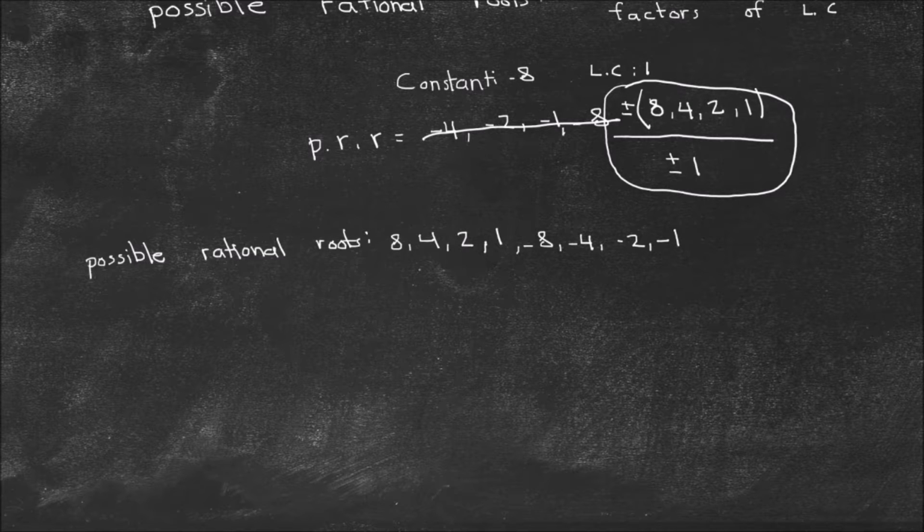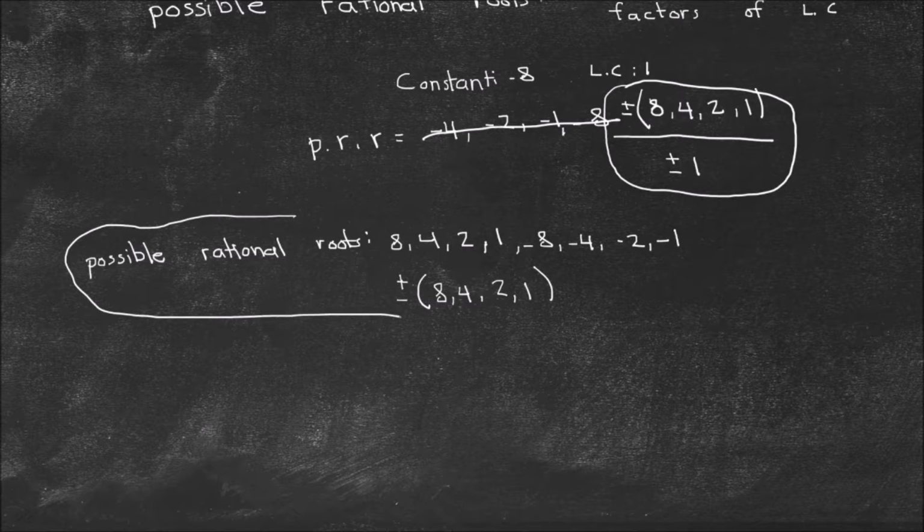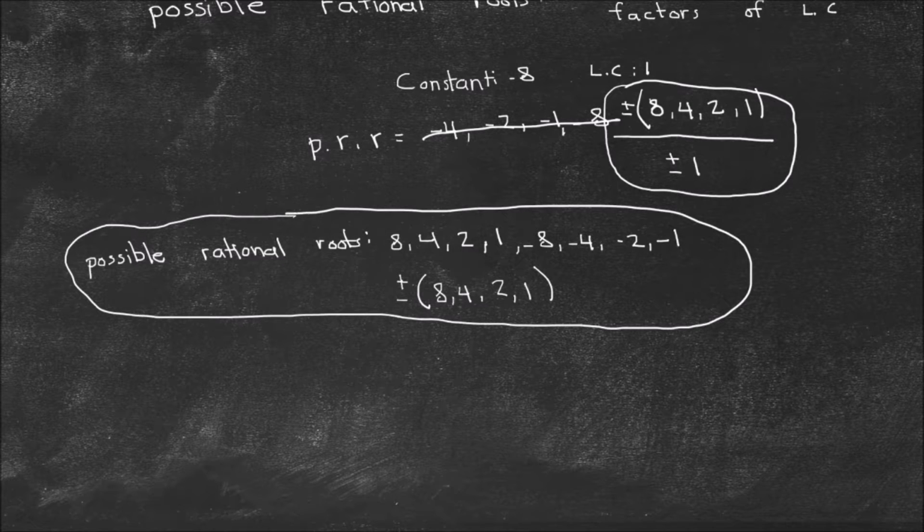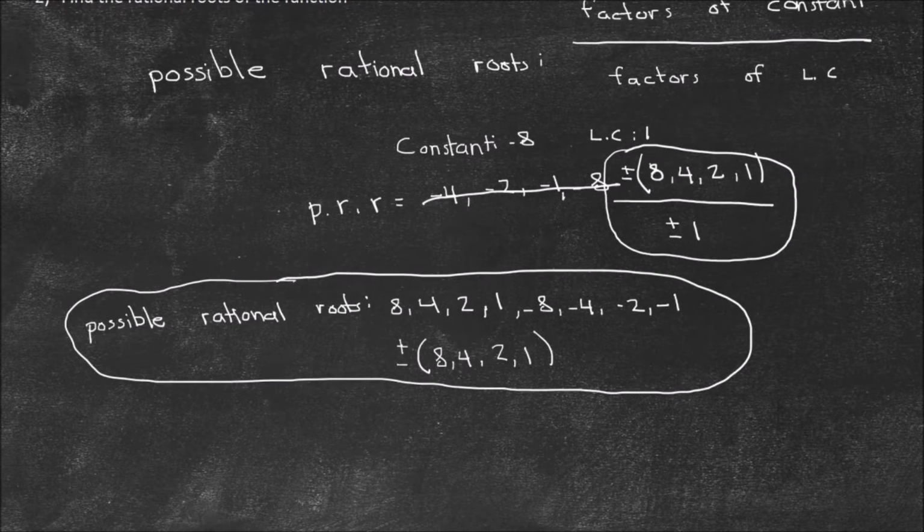And if I wanted to, I could simplify it even more. I could just say plus and minus, and then write again just the 8, 4, 2, and 1, because those are my 4 possible rational roots, but they can be in the positive or the negative form. So you can do either one. I personally like to do the first one the longer drawn out way, because then I can see them when I need to do the second question, which says find the rational roots of the function.